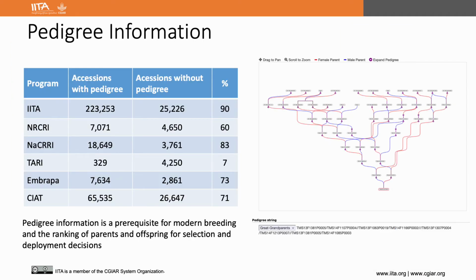We have also focused on making pedigree information available for the accessions or clones on CassavaBase within each breeding program. So you can see the percentage of clones with pedigree information from each breeding program. Once you have this pedigree information on CassavaBase, you can view it like a pedigree tree using a pedigree viewer. This pedigree information can be used for different analyses.